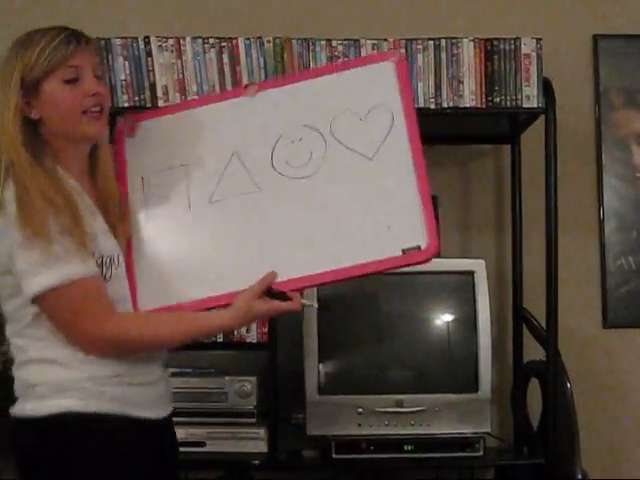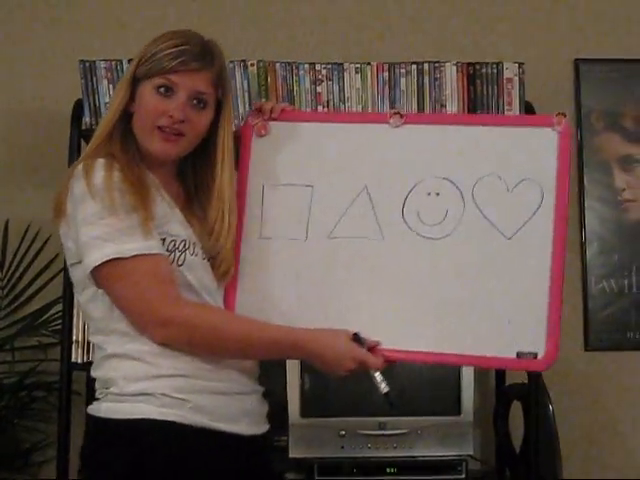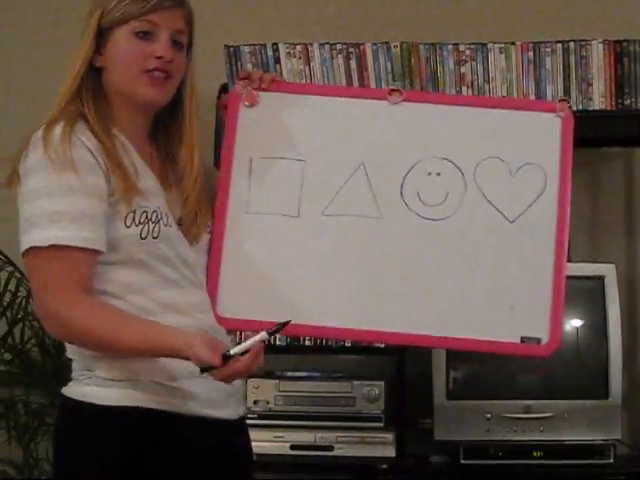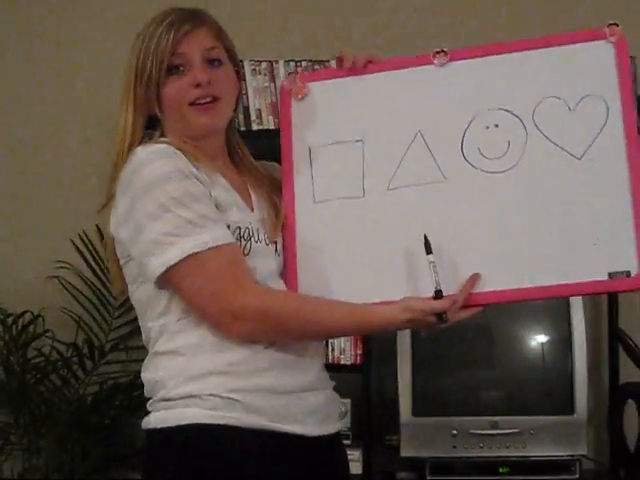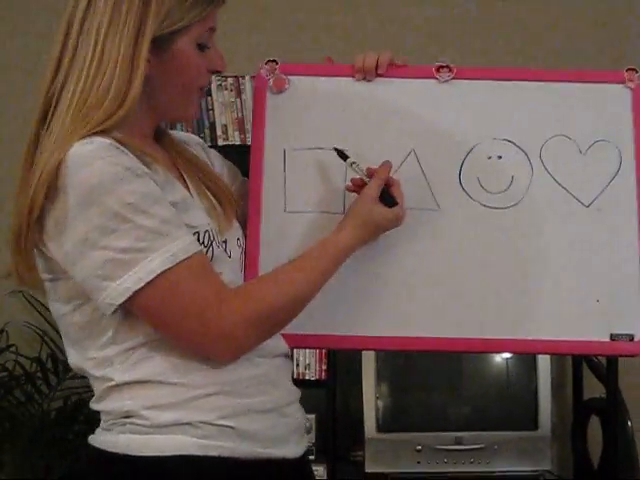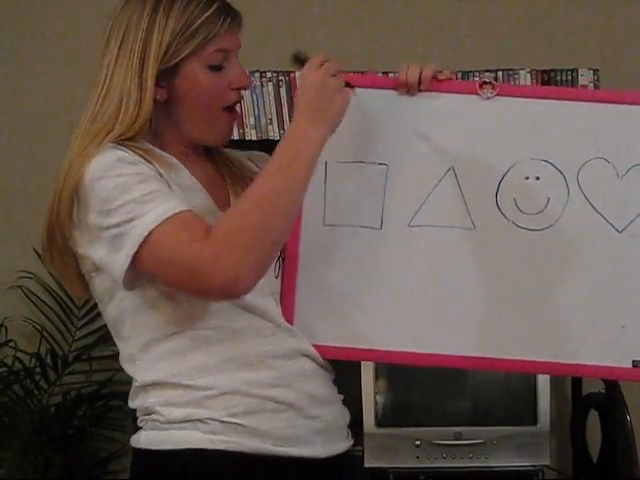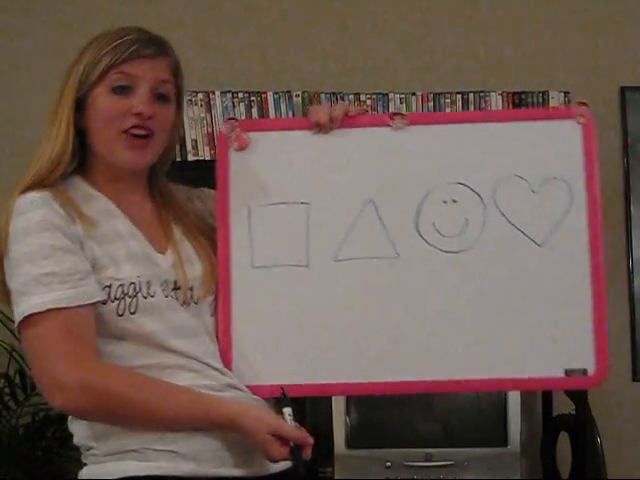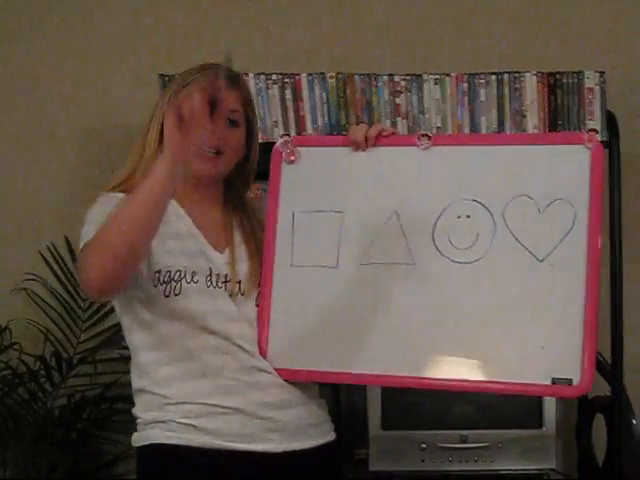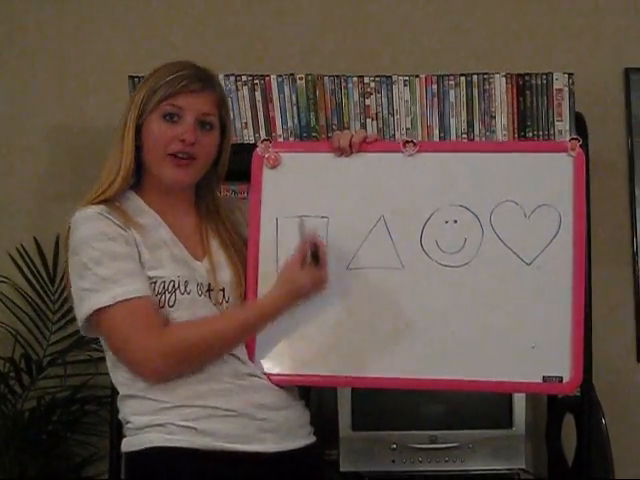So let's look at these objects again. Do you think all of these have line symmetry? That's what they have in common. Do you want to try and help me see if we could figure out where we could fold them? Okay, where do you think we could fold this one? Do you think we could fold it vertically? Vertically is going up and down. Do you think we could fold it that way?